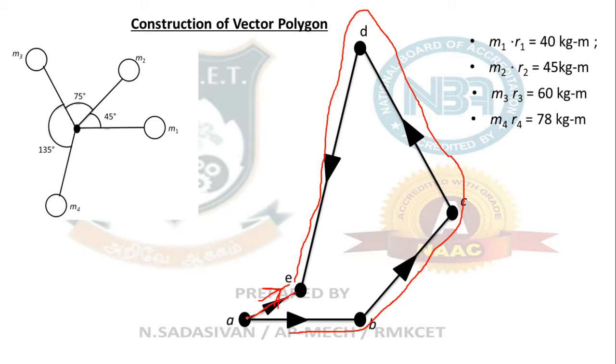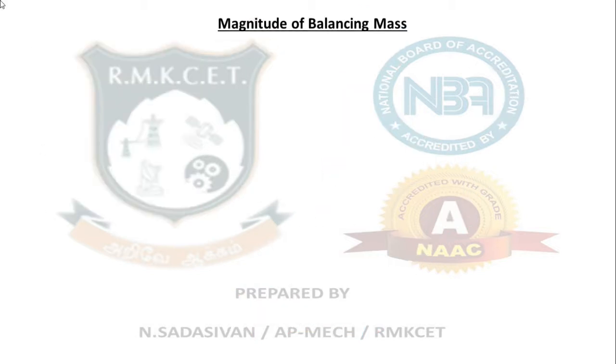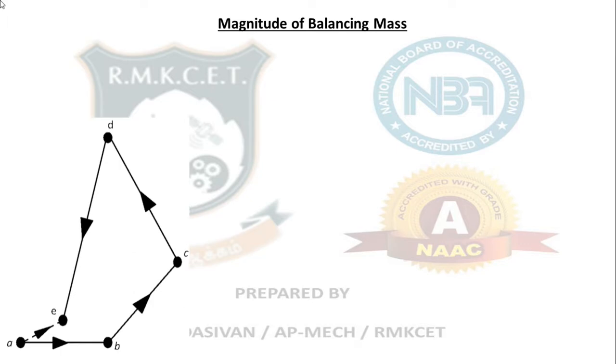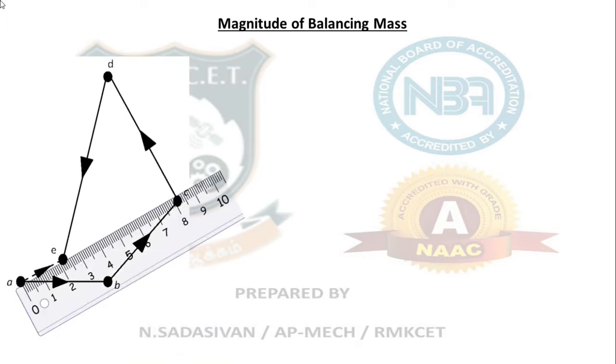Now this is my resultant. How did you draw this line? Mass into radius of rotation of m1, mass into radius of rotation of m2, mass into radius of rotation of m3, mass into radius of rotation of m4. Now what is this? Mass into radius of rotation of your balancing mass. So take your scale and measure this. Magnitude of the balancing mass, how to calculate. So take your scale and put it here. So if you measure it, it will come around 23 millimeter. If you do it properly with all the tools, it will come somewhere around 20 to 24, 25 is okay.